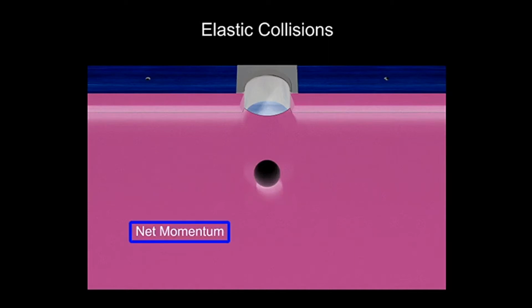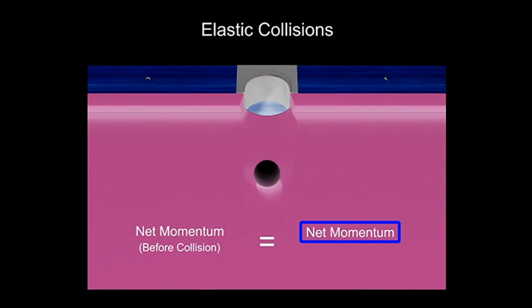The net momentum of the cue ball before the collision equals the net momentum of the 8 ball after the collision. Momentum and kinetic energy are transferred and conserved.